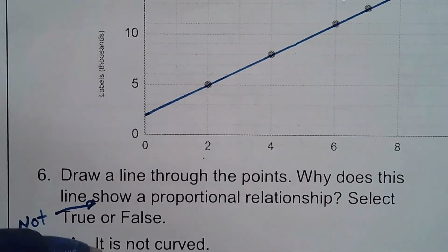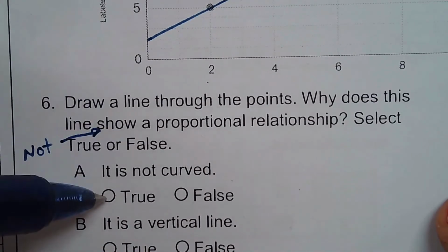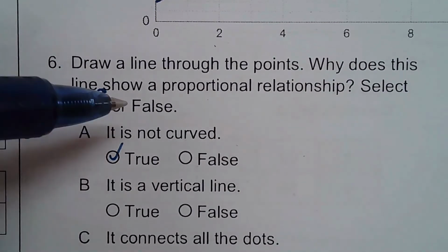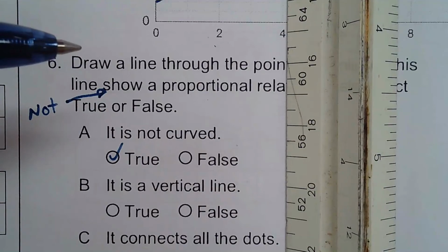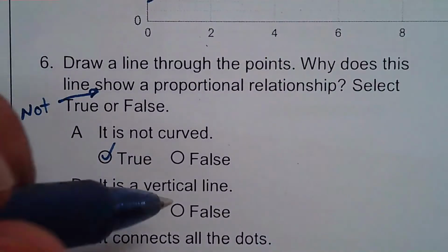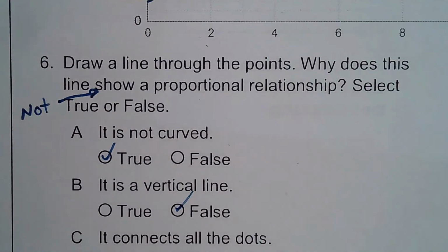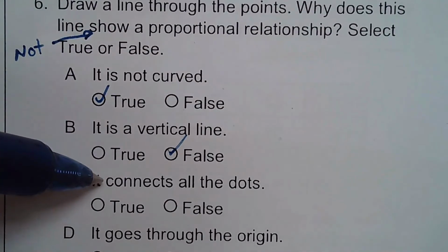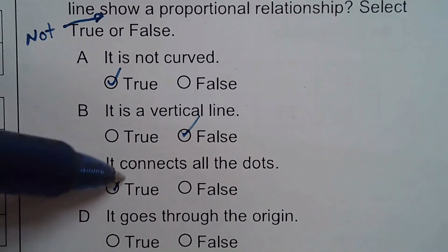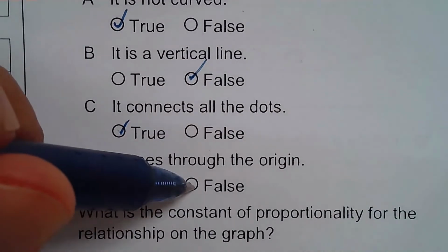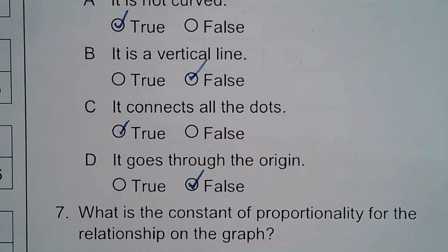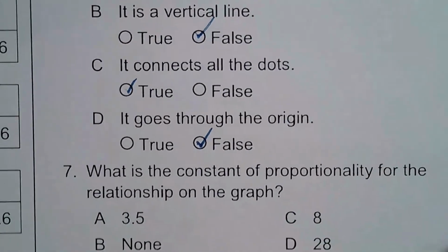But first off, it's not curved. Well, that's true. It is a vertical line? Well, a vertical line is a straight up and down line. If you go side to side, that's called horizontal. No, it's not a vertical line. It connects all the dots. I guess it does connect all the dots. Does it go through the origin? In this case, it's false. It does not go through the origin. So that's why it's not a proportional relationship. So a little confusing, sorry about that.